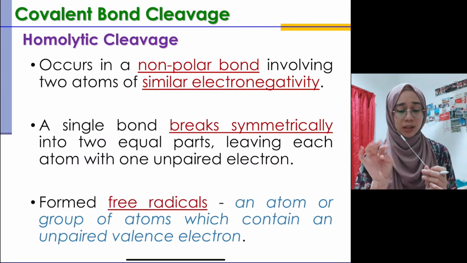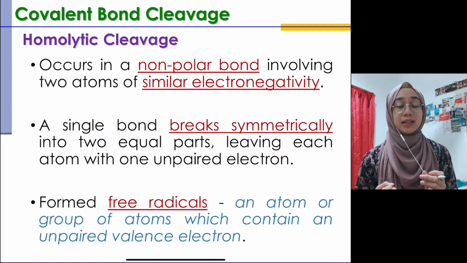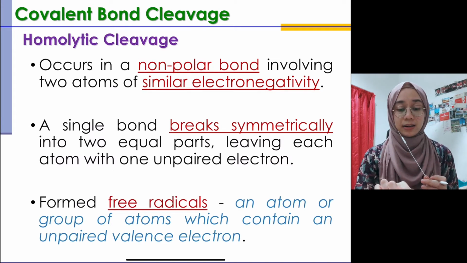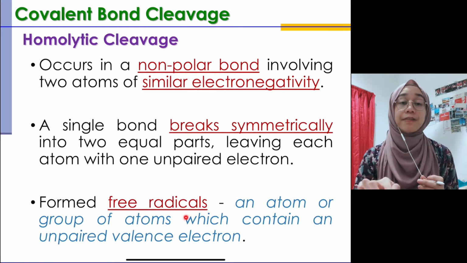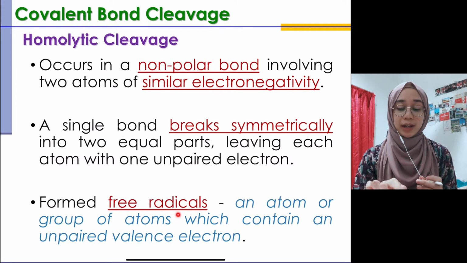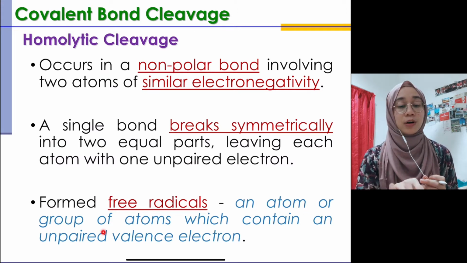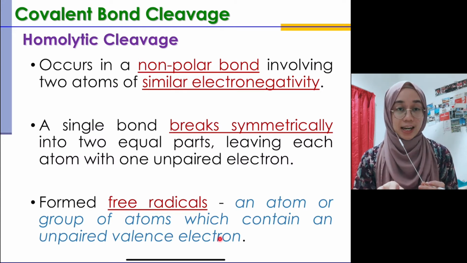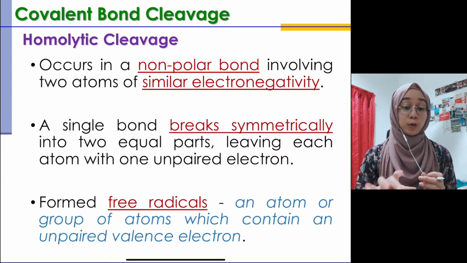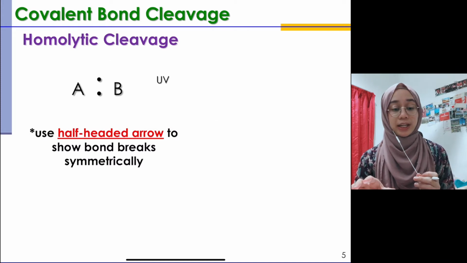Okay, so apa pula nama spesies yang tinggal one unpaired electron ni? So it is called free radicals. Okay, so free radicals is an atom or group of atoms which contain an unpaired valence electron. Okay, so kita tengok contohnya macam mana berlakunya homolytic cleavage ni.